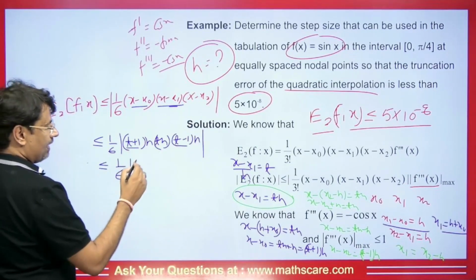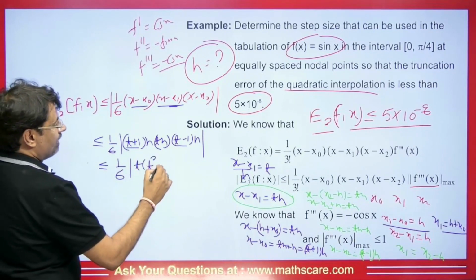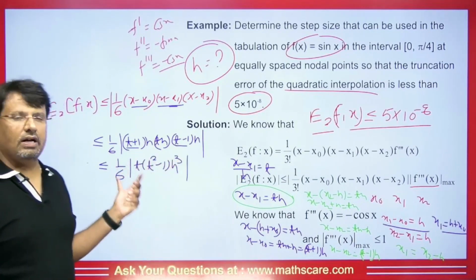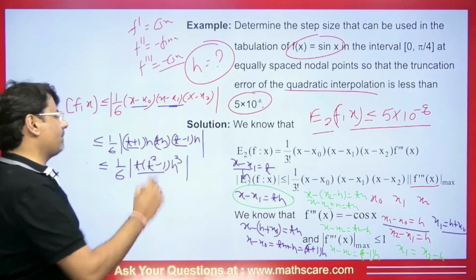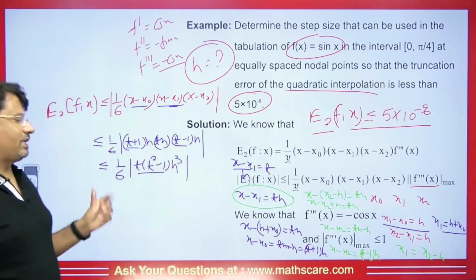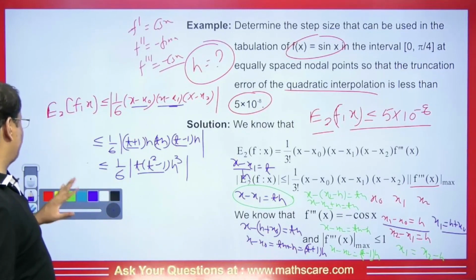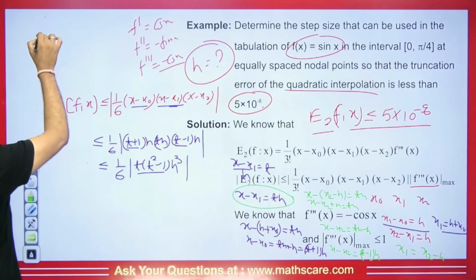So what will we do? Here this will come t into (t square minus 1), this a plus b will be into h cube. Now what do we have to do? We have to maximize it. We should figure out the point for which the value of t is getting maximized. What do we do with this function? Let's call it f. This question is tricky, but sometimes it happens.